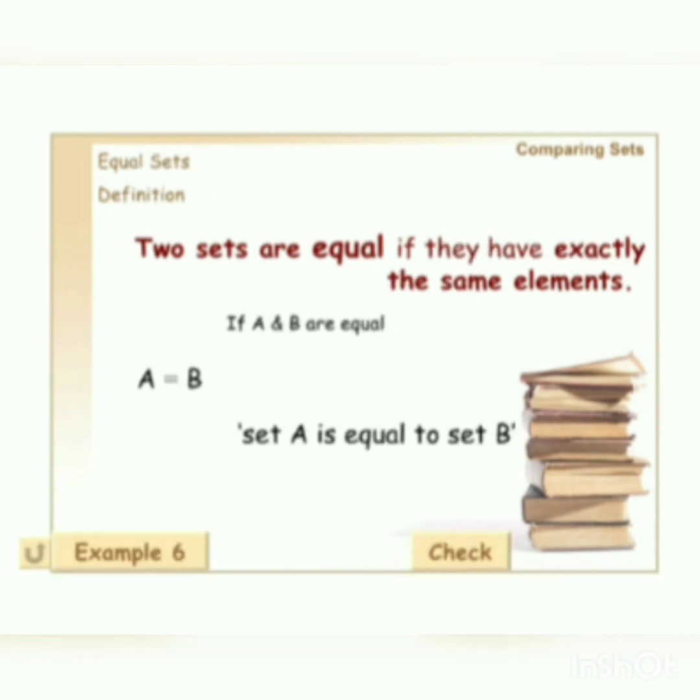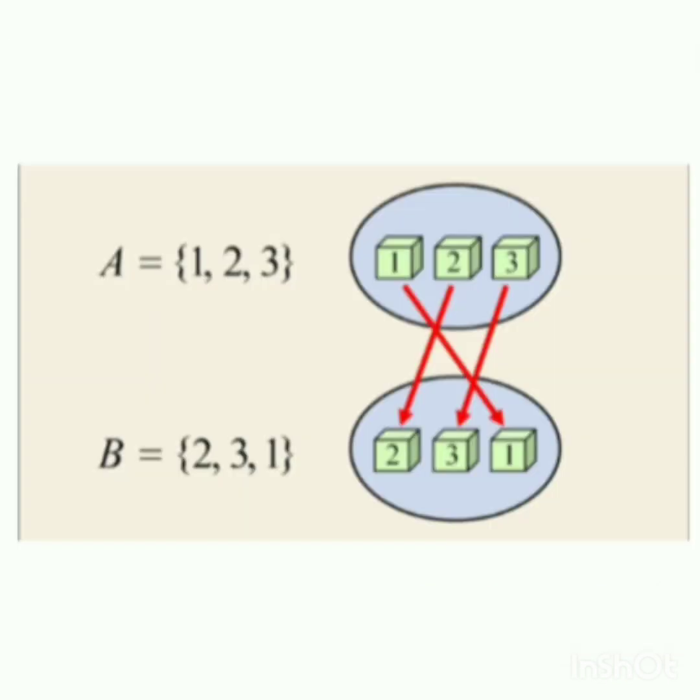Next one is equal set. Equal set means that they have the same number of elements and also have the same elements. Here is the definition given. Two sets are equal if they have exactly the same elements. For example, here is the set A which is equal to {1, 2, 3} and set B is equal to {2, 3, 1}. Students, you can see that both have the same number of elements. Set A has 3 elements, and set B also has 3, and both have the same elements, which are 1, 2, 3. So it is the example of equal set.